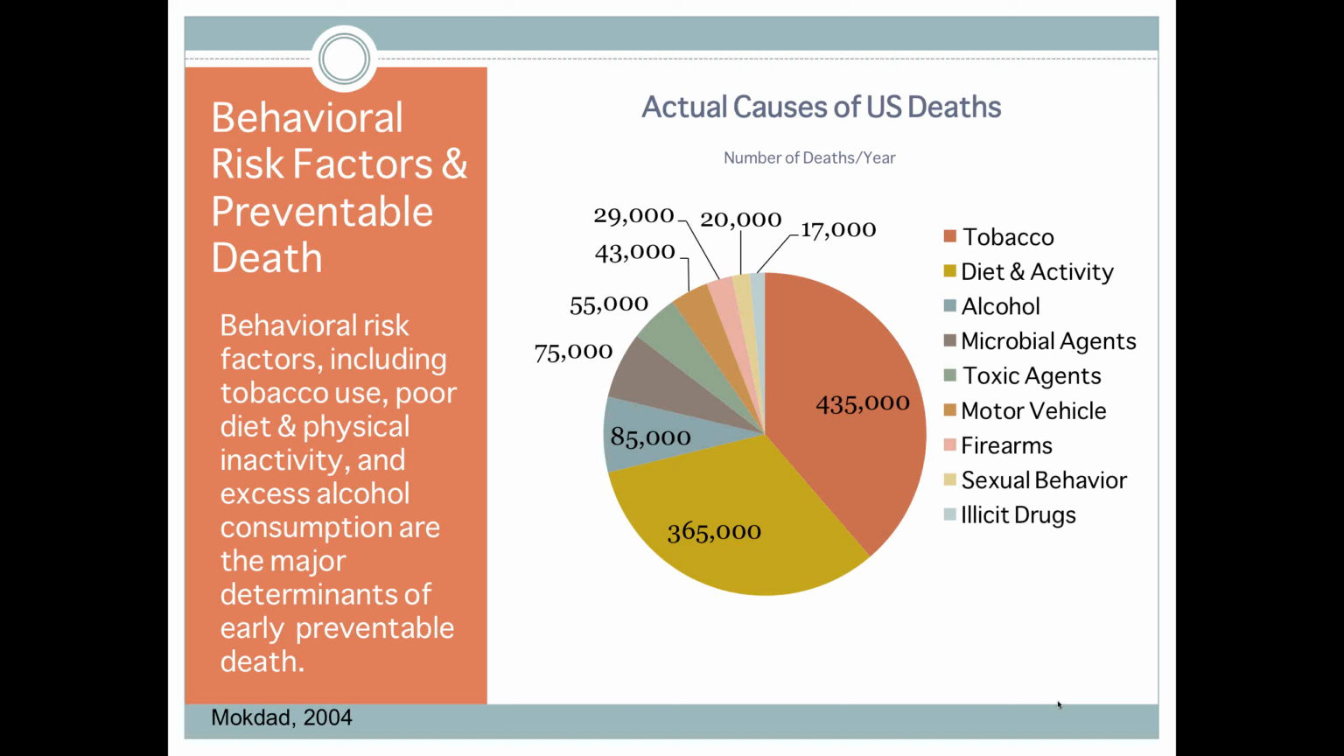So tobacco is accounting for 435,000 deaths per year. This is in the U.S. And then diet and activity are accounting for 365,000 deaths per year in the U.S. Alcohol is accounting for 85,000. So behavioral risk factors, tobacco use, poor diet, physical inactivity, and excess alcohol consumption are the major causes of early preventable death.